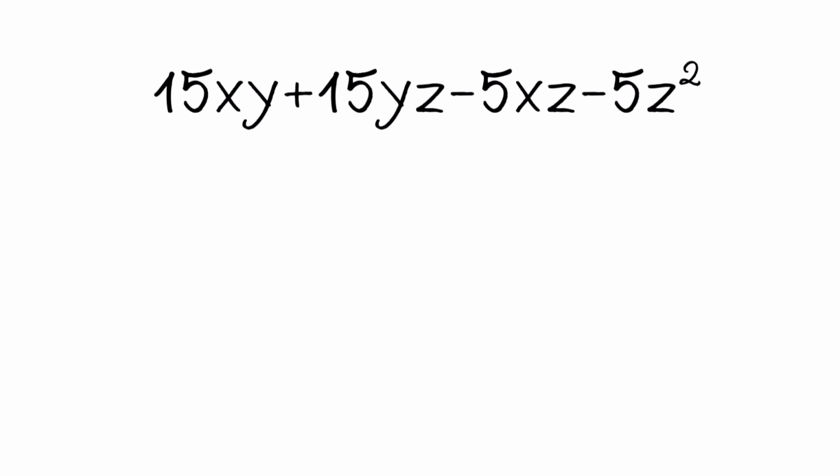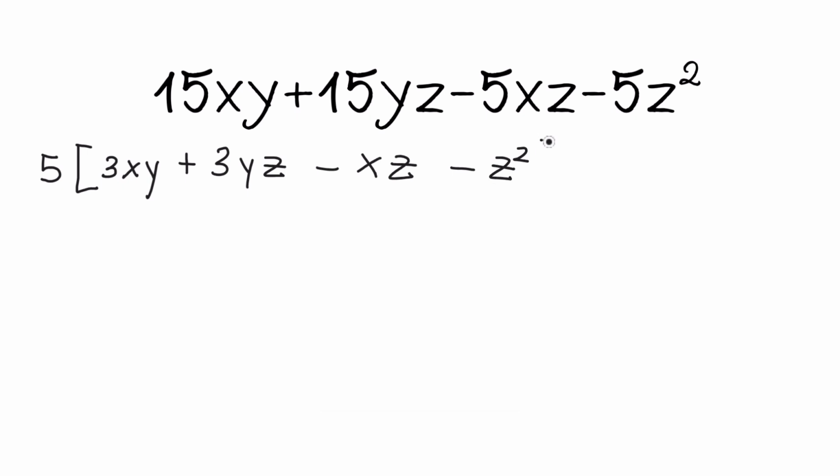Let's break it down. Step 1 is finding the GCF, greatest common factor, which is 5, and then we simplify by dividing 15, 15, negative 5 and negative 5. Step 2 is grouping them together.